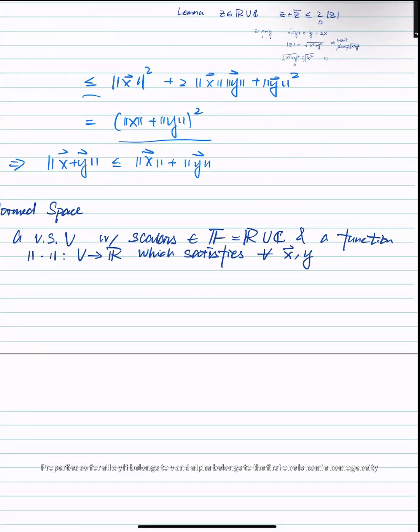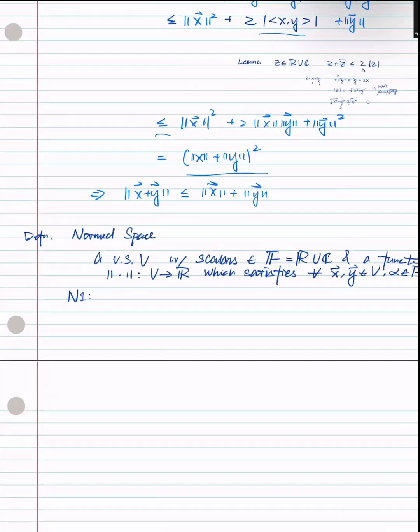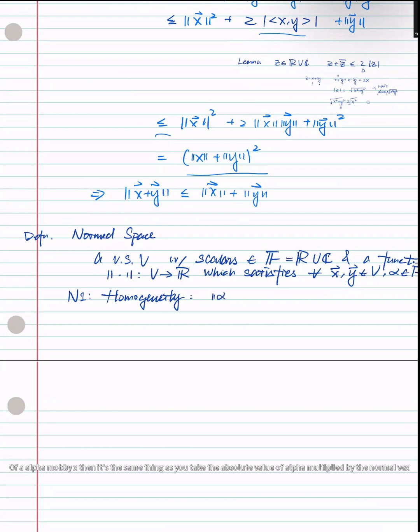And that should satisfy four properties. So for all x, y belonging to V, and alpha belonging to F, the first one is homogeneity. That means if you want to take the norm of alpha multiplied by x, it's the same thing as taking the absolute value of alpha multiplied by the norm of x.